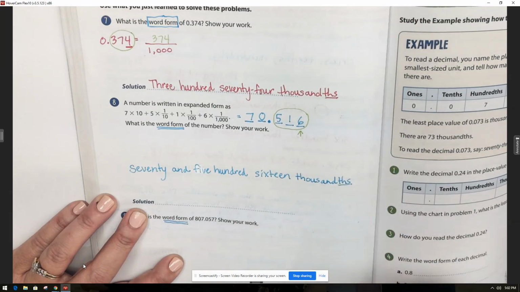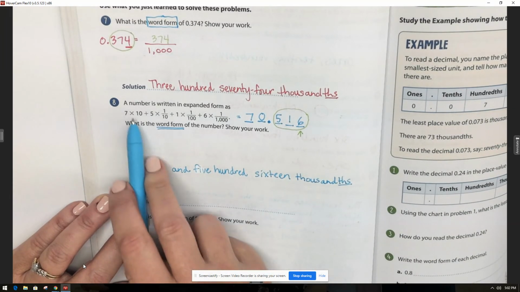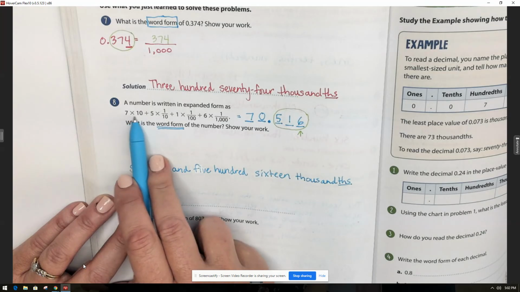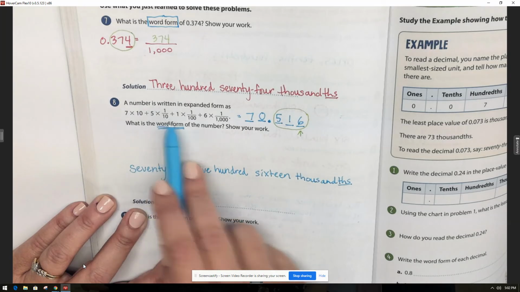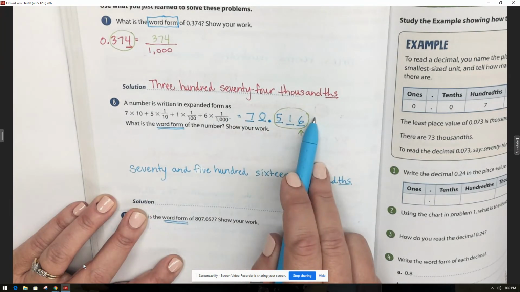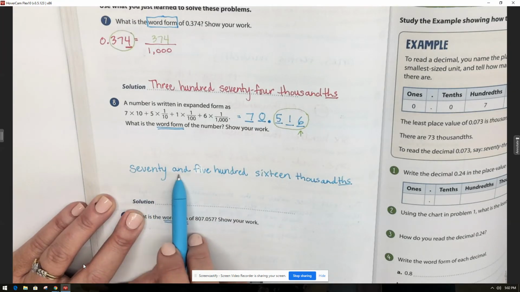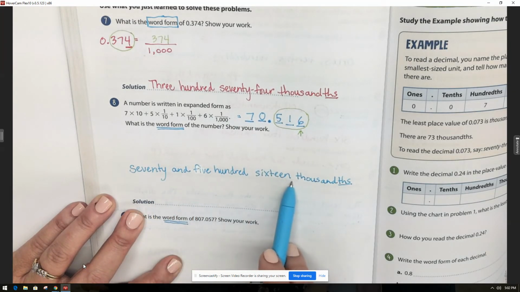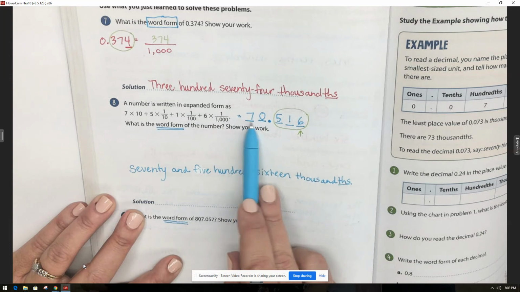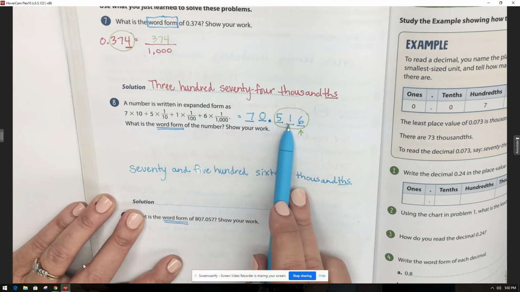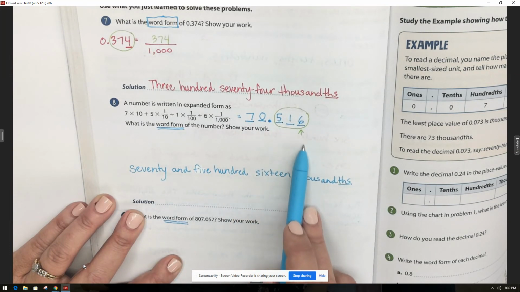So this whole thing written in standard form is here, but written in word form is 70 and 516 thousandths. 70 and 516 thousandths.